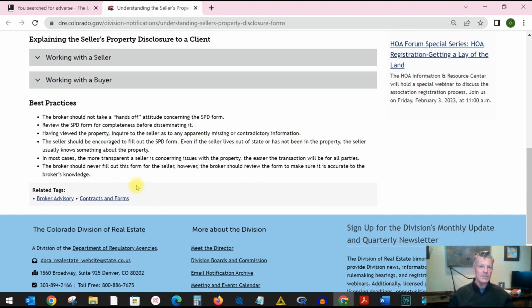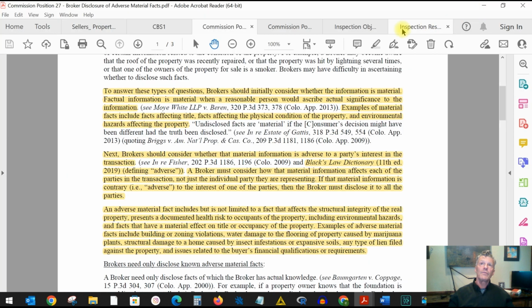And best practices. This is, again, the Real Estate Commission telling the brokers how to be good and nice. Best practices, brokers should not take a hands-off attitude. Neither should you. Both of us need to dig into that form as best we can, okay? Review it. Having reviewed the property, if there's anything contradictory in there, you need to figure it out, and we need to talk about it. And the rest of this is pretty much common sense. We'll go ahead and jump back to our forms.